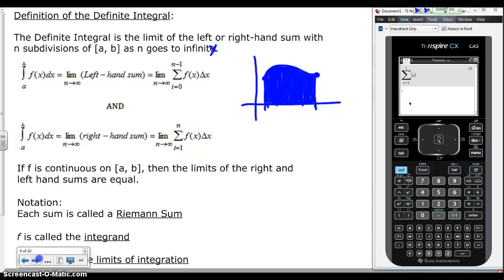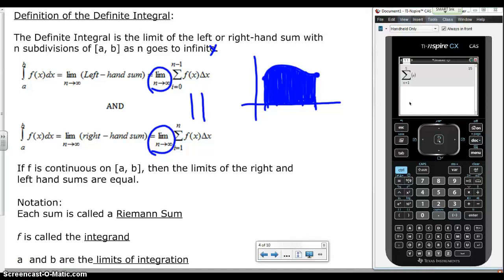So all we do to make an integral is stick the limit as n goes to infinity in front of a left or right-hand sum. And when you do that, they're going to be equal to each other. So whether you use the left or the right, when you take the limit to infinity, they become the same value. We call the sum the Riemann sum. Riemann was a mathematician who invented them, so we named them after him. The function is also known as the integrand, and we call a and b the limits of integration, and they can also be called the constants of integration. So that's just a little bit of vocabulary.